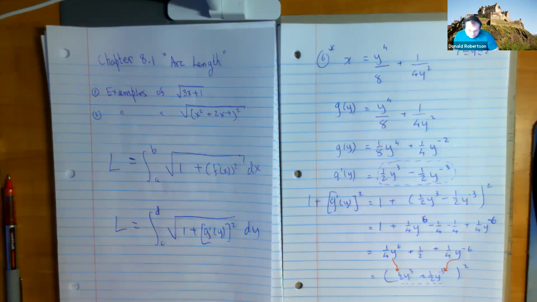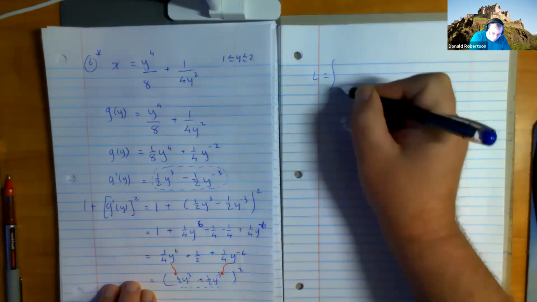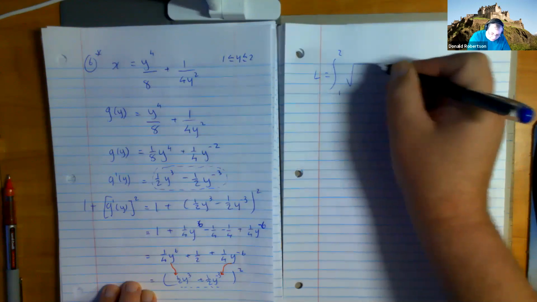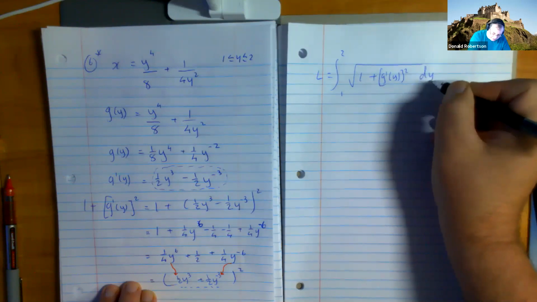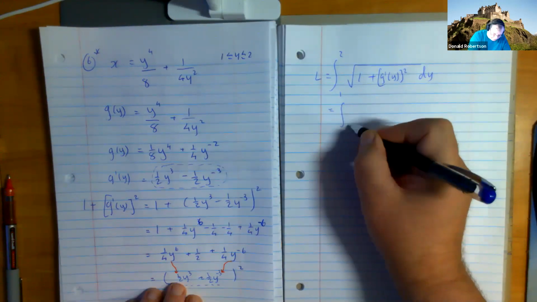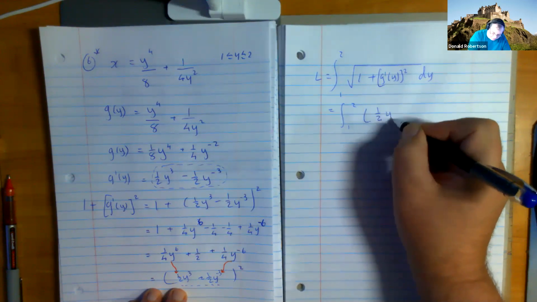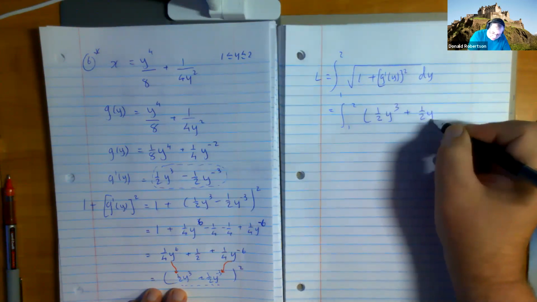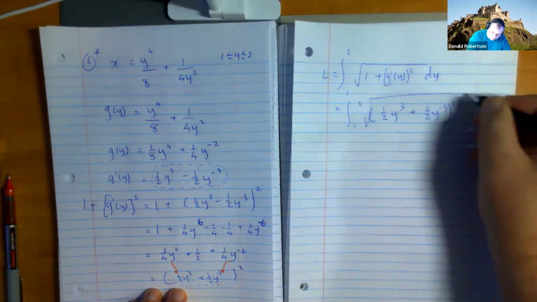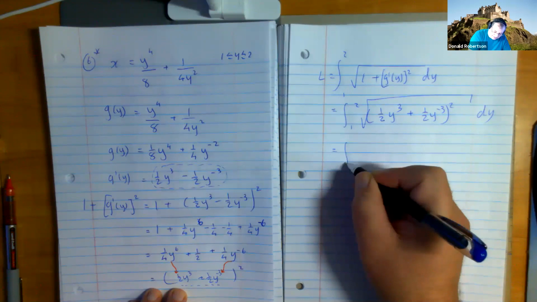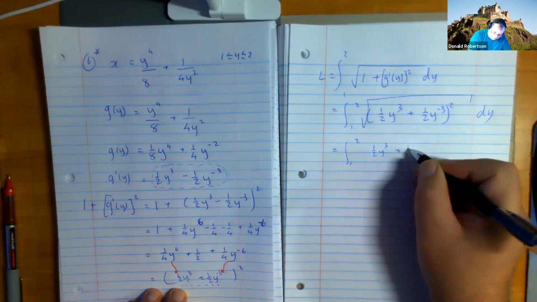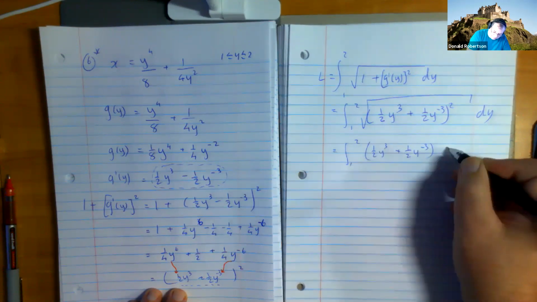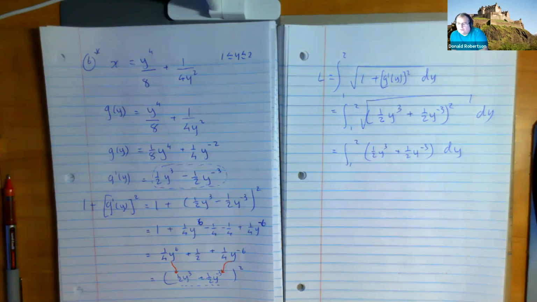Right. Now, to continue with this question, the integral for the arc length is from 1 to 2 of the square root of 1 plus the derivative squared with respect to y. And that's the integral from 1 to 2 of 1/2 y cubed plus 1/2 y to the -3 squared, all inside the big square root. And they cancel out. And aren't you just left with a power rule integral?